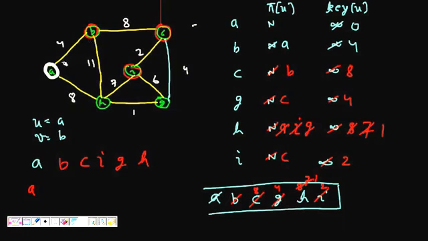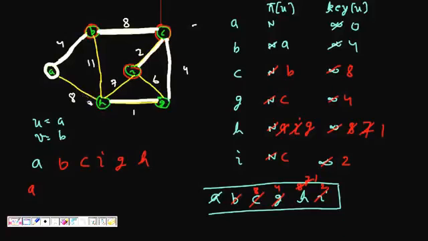So B's parent is A, so we go from here, so this is there. Then C's parent is B, so it is like this. Then G's parent is C, so where is G? So G's parent is C, and then we have H, whose parent is G. So H's parent is G, and then I's parent is C.